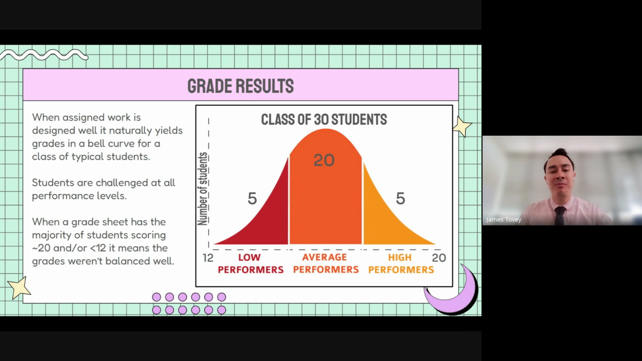You want your average performers to perform around that 15 mark, 15, 16, something around there. You don't want too many people maxing out, everyone getting 20s, everyone getting maximum score. And you don't want your whole class getting zeros either for not giving it a go and not participating. So it needs to be allowing students to be challenged at all performance levels, regardless of they're low performing or high performing, they're all challenged. Okay? All right. Making sure we're balancing our grades well.